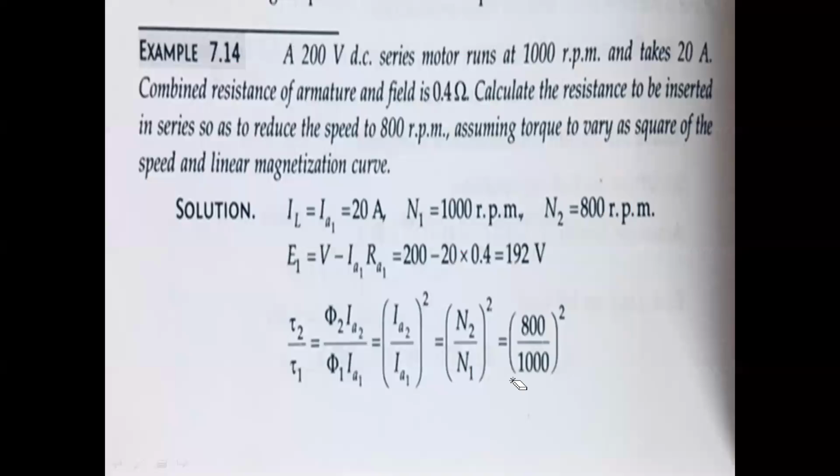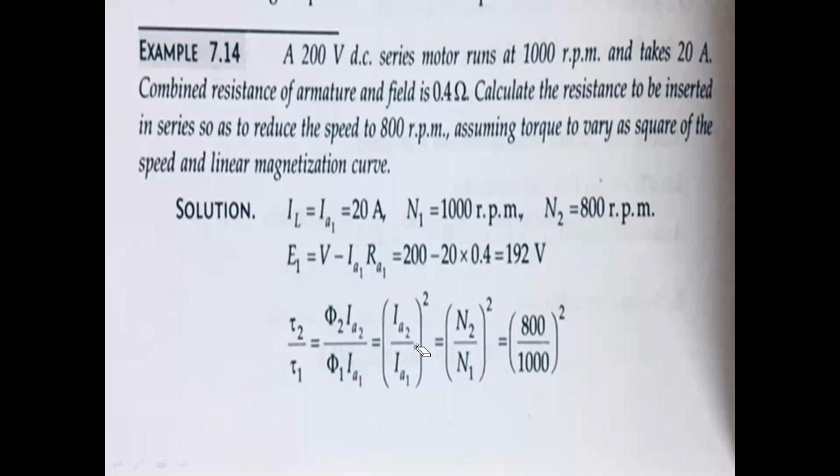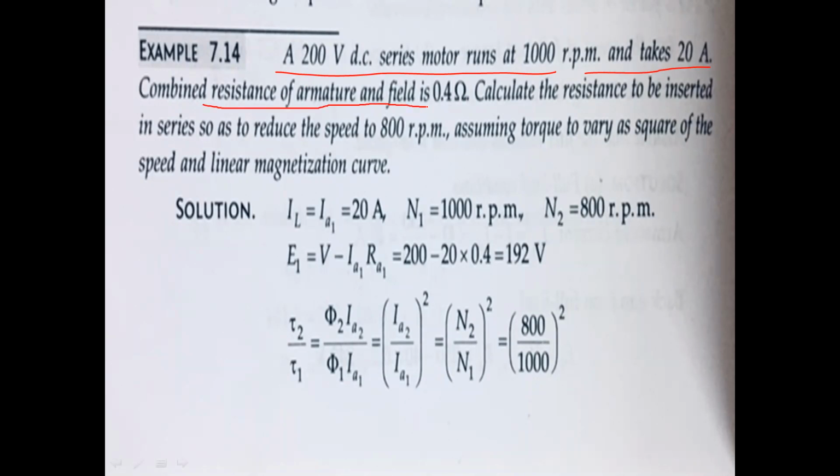This problem is also based on the series motor. A 200 volts DC series motor runs at 1000 RPM and takes 20 amperes. The combined resistance of armature and field is 0.4, meaning series field resistance plus armature resistance, total resistance equal to 0.4. Calculate the resistance to be inserted in series so as to reduce the speed to 800 RPM.